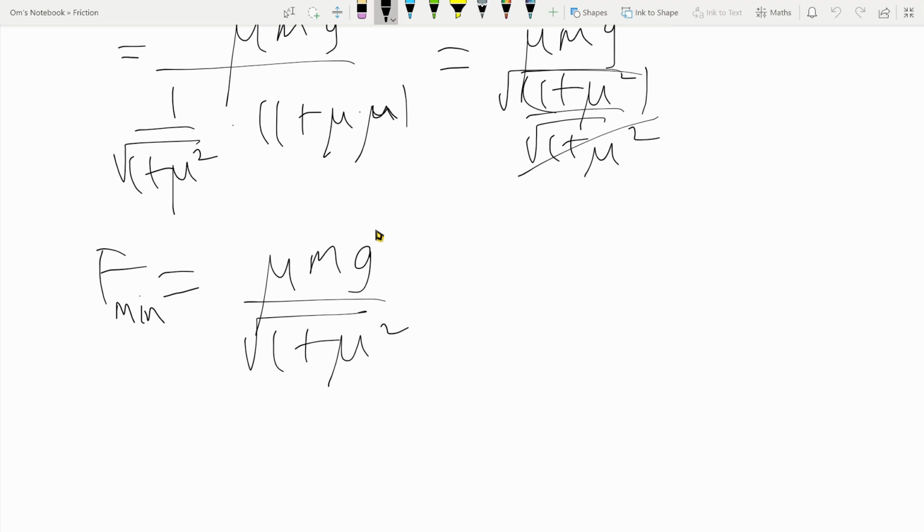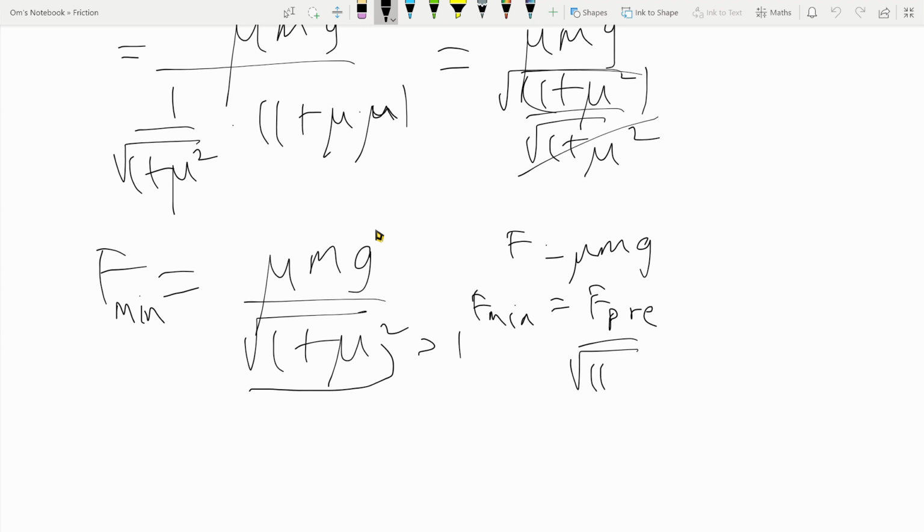And you can verify the fact that this is actually lower than the force that we've previously found out, because this expression over here will always be greater than 1, and the previous F that we found out was mu mg, right? And so this can actually be written as F min is equal to F previous, if you want to call it, by root of 1 plus mu square. And since this value is always greater than 1, that is root of 1 plus mu square, F min is always going to be smaller than the force that we found out previously.